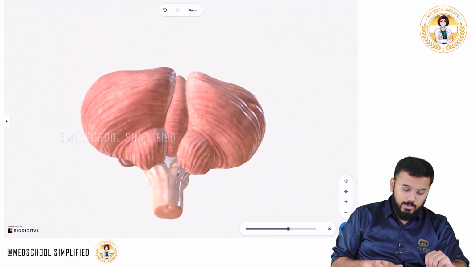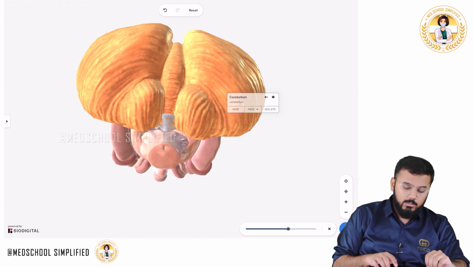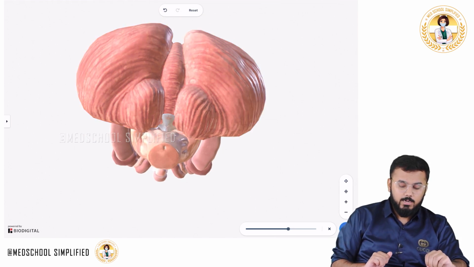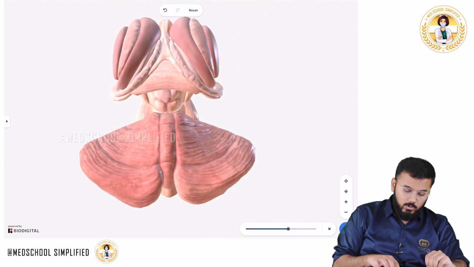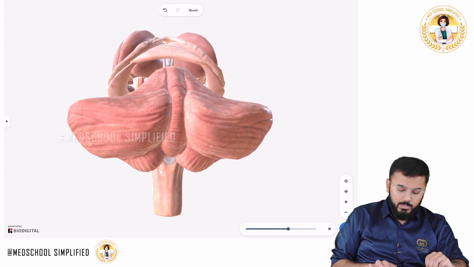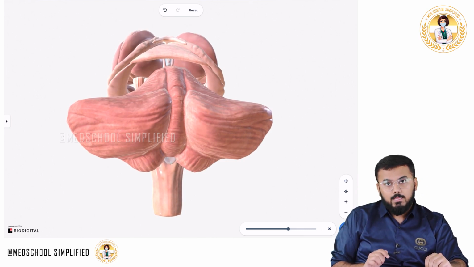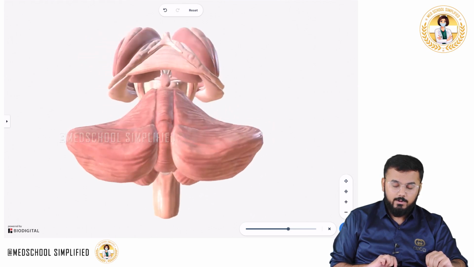Next, if I am going down like this, this part of the cerebellum, which you can see from the bottom, is called the inferior surface of the cerebellum. Next, what was this surface? Superior surface, right? Now, in between the superior and inferior surface, you see this? This is called the posterior surface of the cerebellum. And finally, this is your lateral.